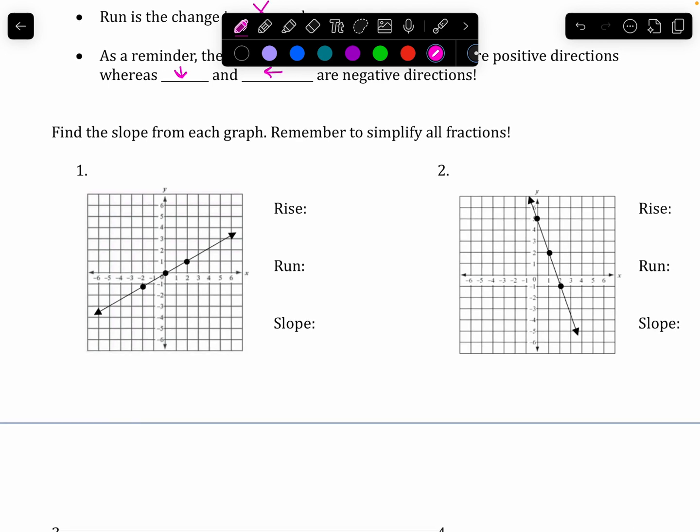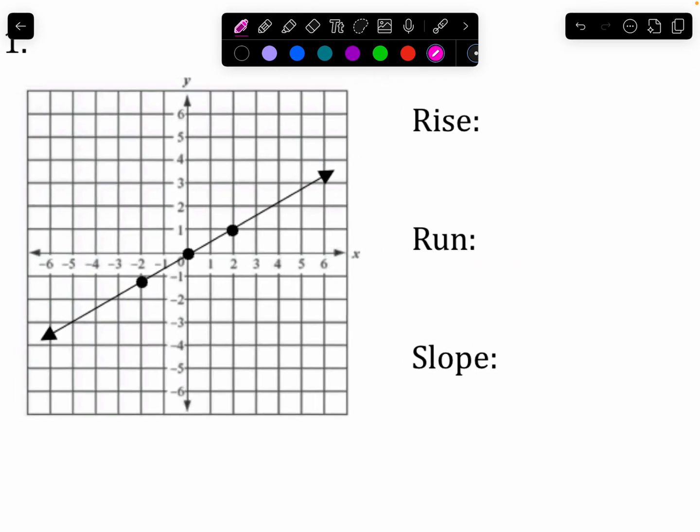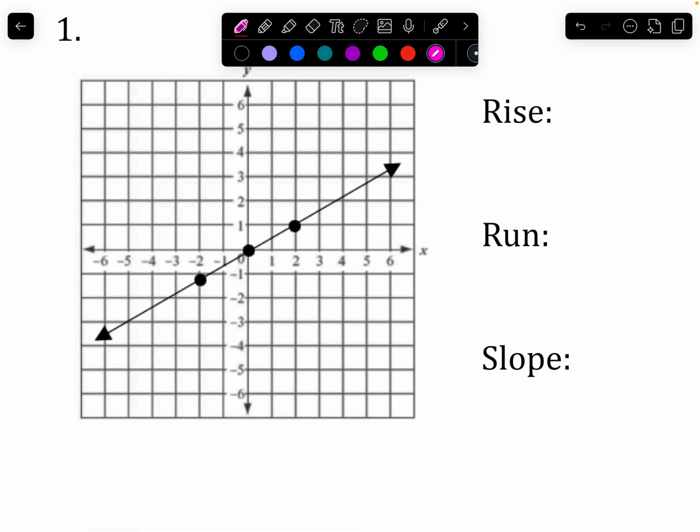All right. The first part of our notes says, find the slope from each graph. Remember to simplify all fractions. So when we find our slope, you might have a large number over another large number just because of how you decided to find your slope. If that happens, you need to try to simplify it as small as possible, okay? So what we're going to do first is find the rise of our graph, and then we're going to find the run of our graph, and then we're going to put it together to get us our slope.